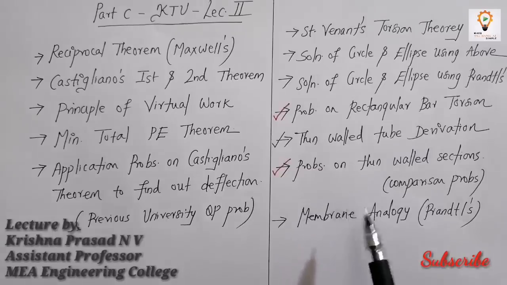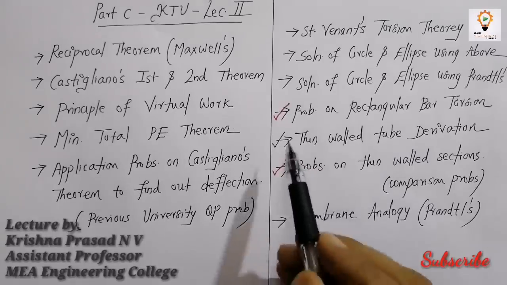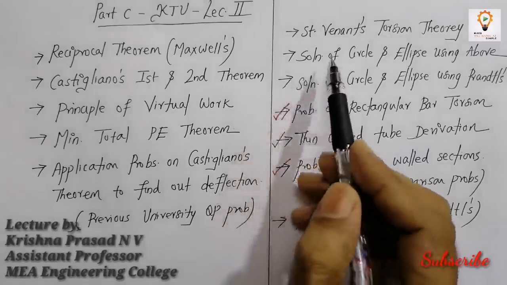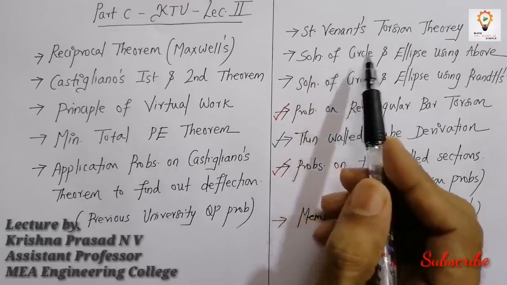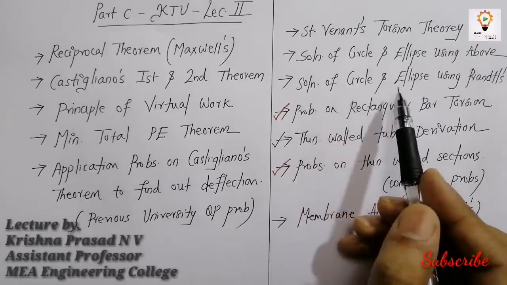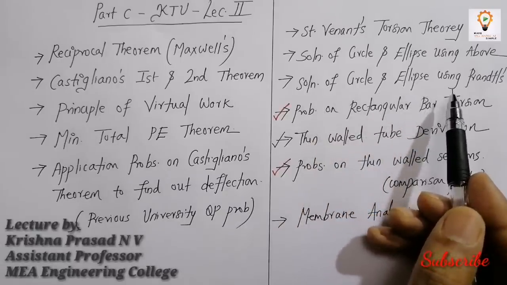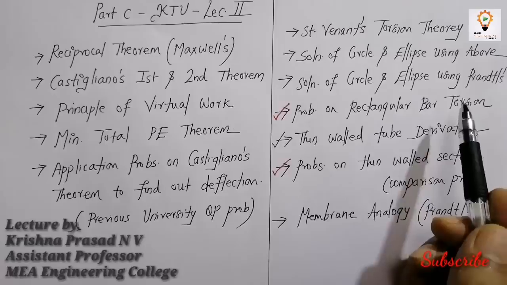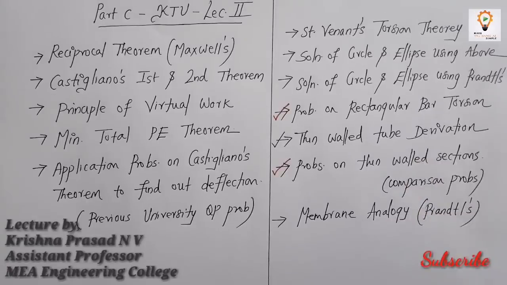So I hope you might have viewed the previous video in which we have covered the important portions of Saint-Venant's torsion theory and the solution of circular and elliptical cross-sections using both Saint-Venant's approach and Prandtl's approach. We have tried our level best to bring you the important portions of Part C in this very limited time, but we are sorry that we were not able to cover all the portions.